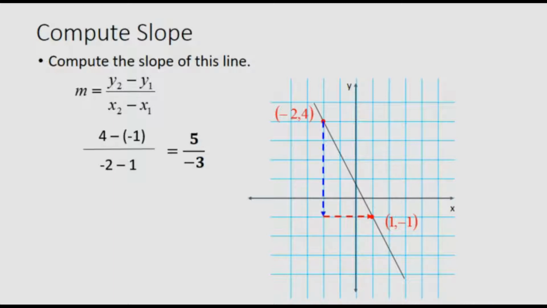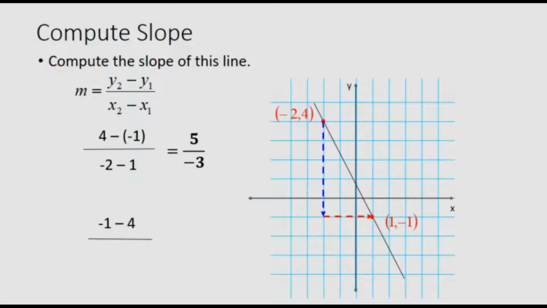Now, nothing says we had to use this point as our subscripted 2 values. We could have equally as well started with this point and described the slope as we're going from this point to this one, which would mean we're rising a positive but running to the left, which would be negative. Still a negative slope. Let's take a look at what that looks like.